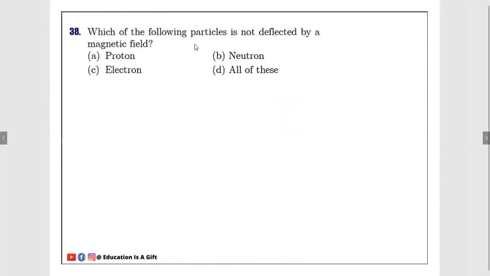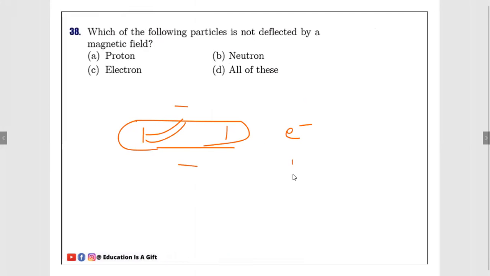38. Which of the following particles is not deflected by a magnetic field? Basically, if you take a cathode ray experiment tube, cathode rays or anode rays, whatever it may be, if you apply magnetic or electric fields, they will be deflected. Electrons will be deflected, protons will be deflected. But neutrons are neutrally charged, so they will not deflect. So the answer is neutron. Don't go with all of these.